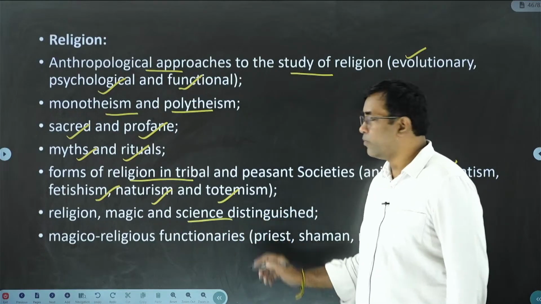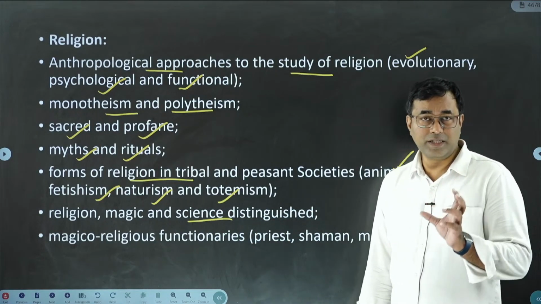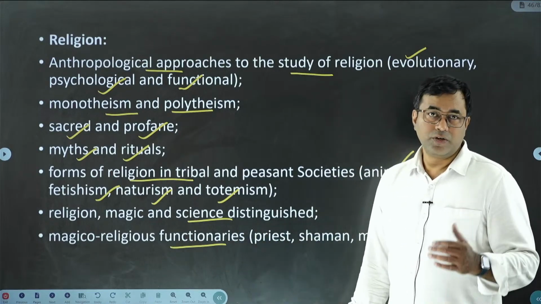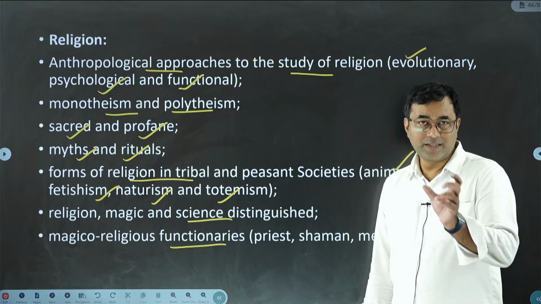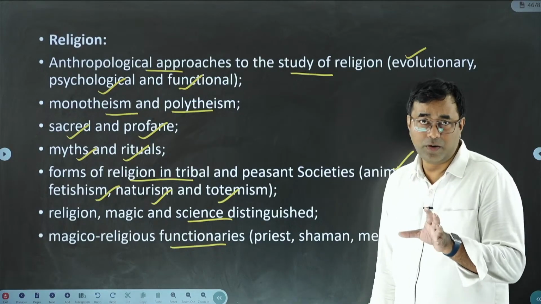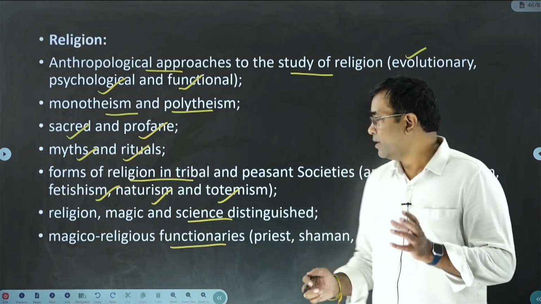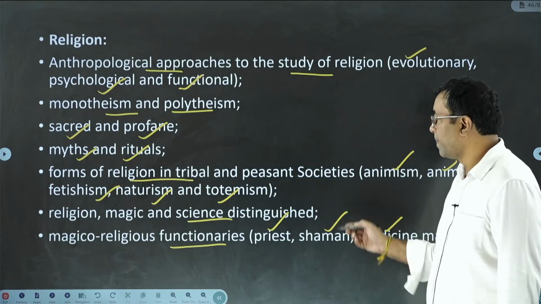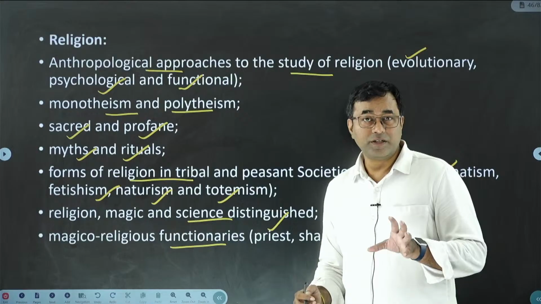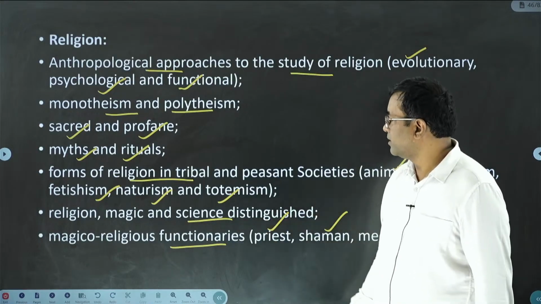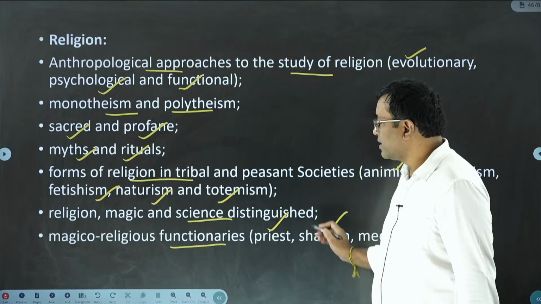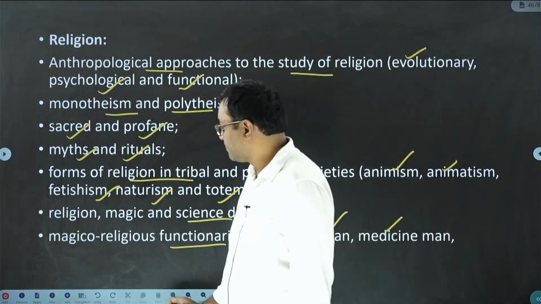Religion, magic, science: what are the basic differences with respect to religion, magic and science? We will discuss. Next, magical or religious functionaries. In religion or magic, there are certain functions that need to be followed. Who will execute them? There are certain people: priest, shaman, medicine man, sorcerer, witch. All these are called religious functionaries in different societies, and we will discuss their basic characteristics.